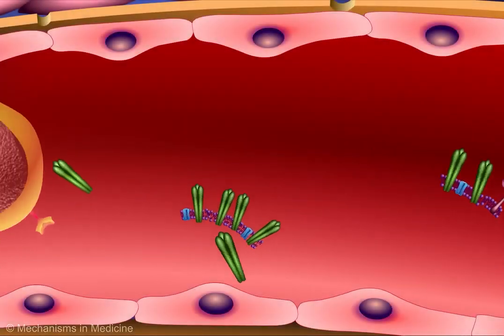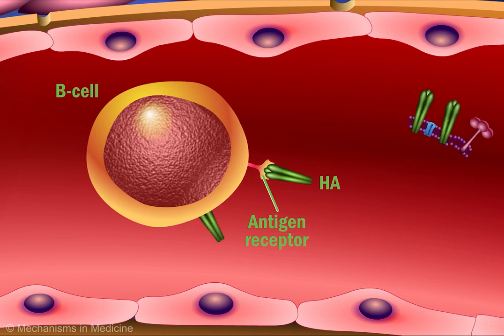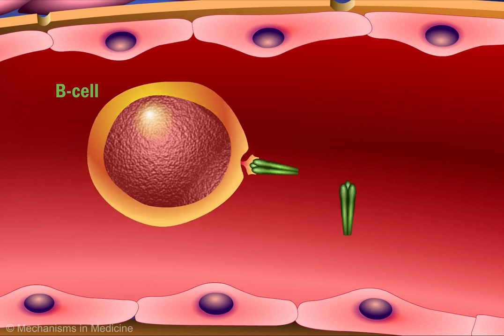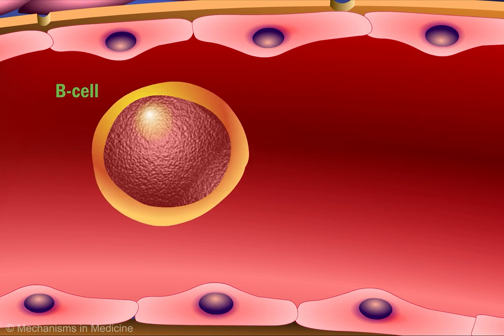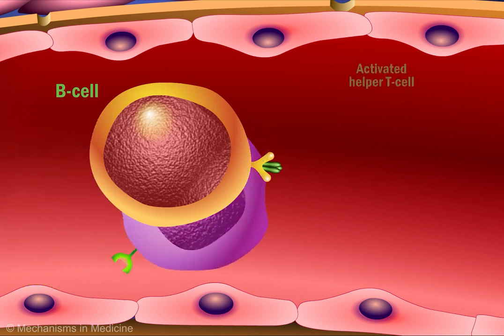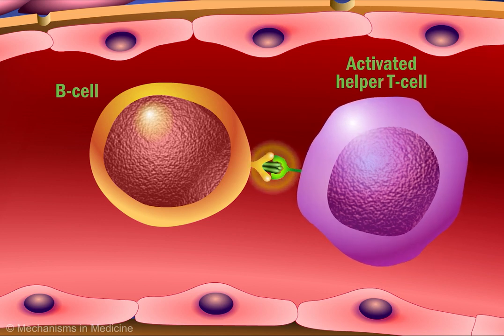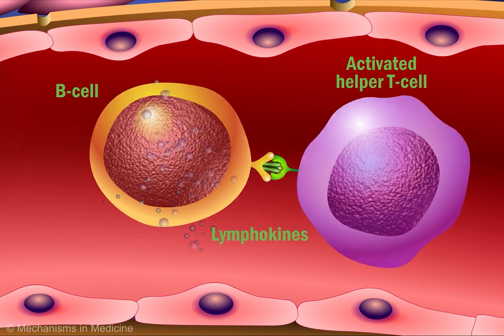Unlike T cells, B cells are able to ingest hemagglutinin independent of the MHC. Once internalized, B cells process the hemagglutinin antigen and present it on their surface in combination with an MHC. When activated helper T cells interact with activated B cells expressing antigen MHC receptors, they begin secreting lymphokines which have several effects.